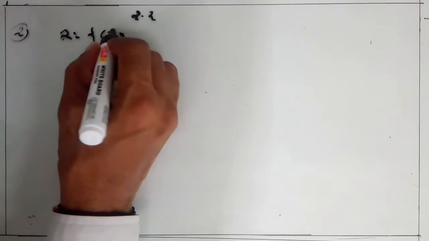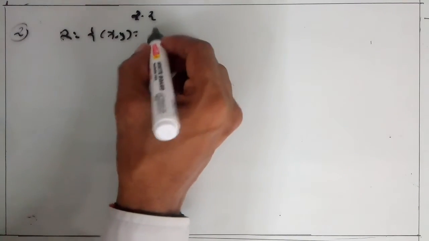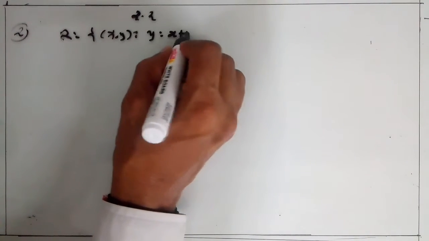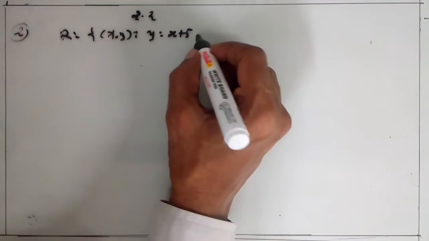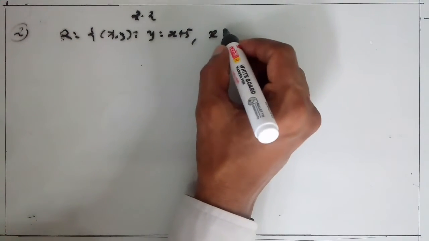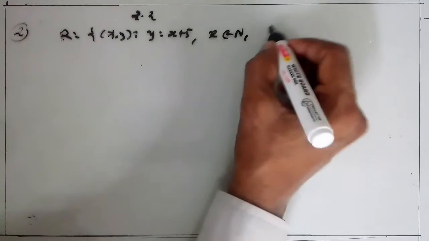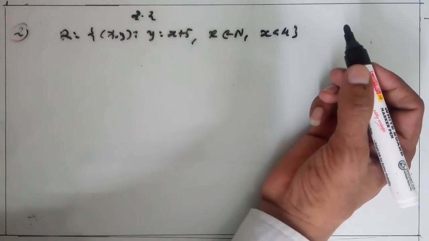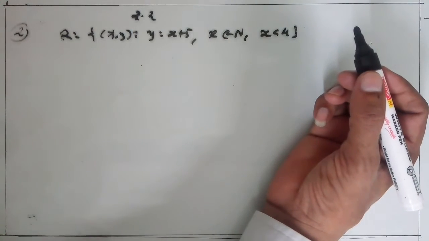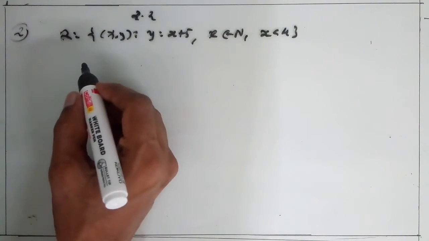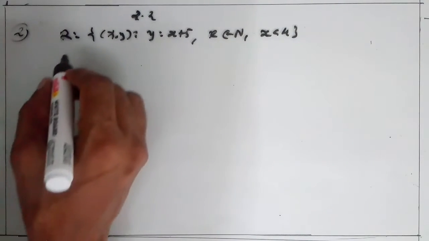A relation R on the set of natural numbers N, R equals {(x, y)} such that y equals x plus 5 and x is a natural number less than 4, x less than 4 given. Depict the relation in roster form. Write down the domain and the range.